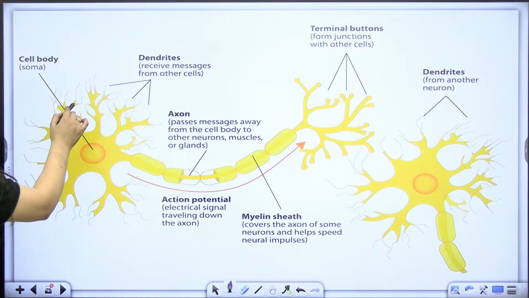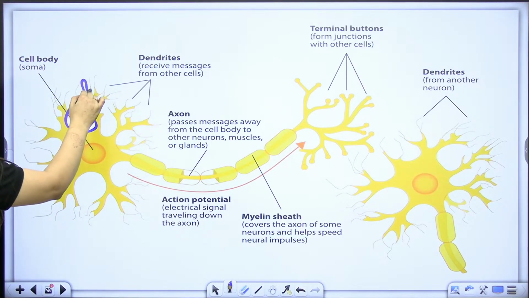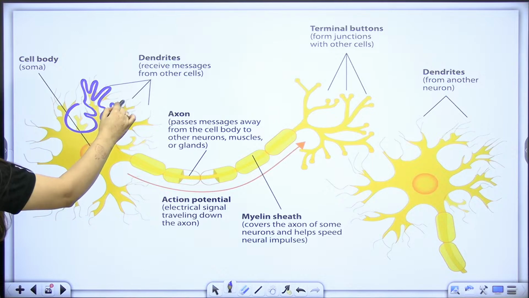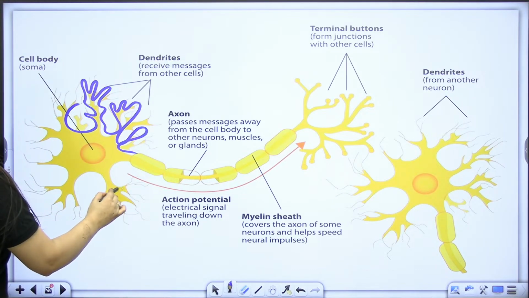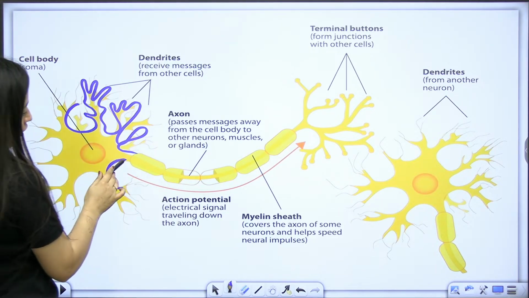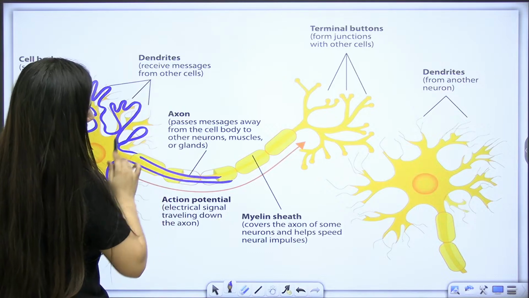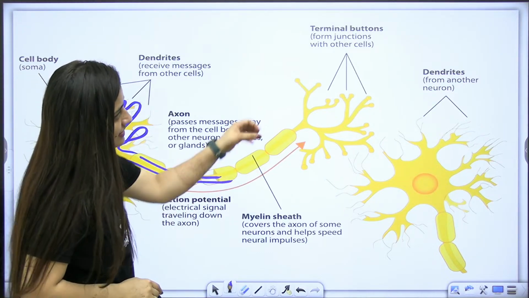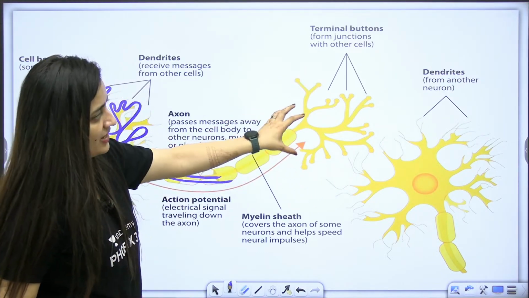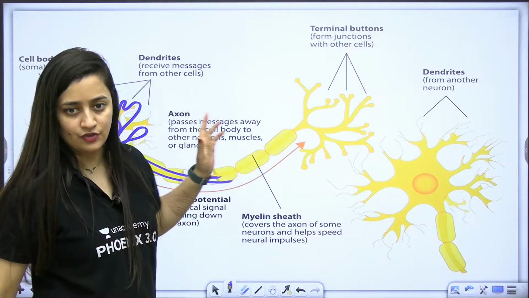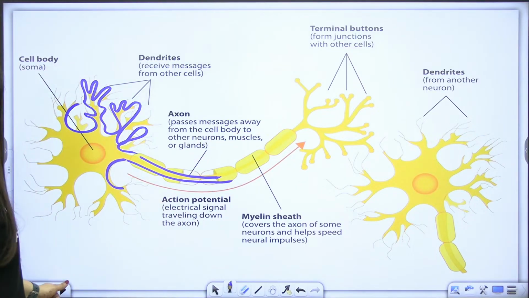So here we have the diagram. You guys can see this: cell body, cyton or soma. These are the short fibers. This is the axon hillock. This is your axon, and here you can see the myelin sheath, and these are the terminal buttons, terminal branches. This is the dendrite of the next neuron. So the diagram is clear.